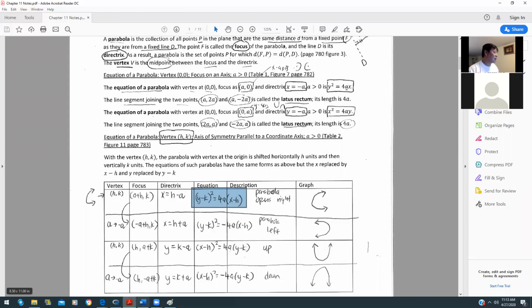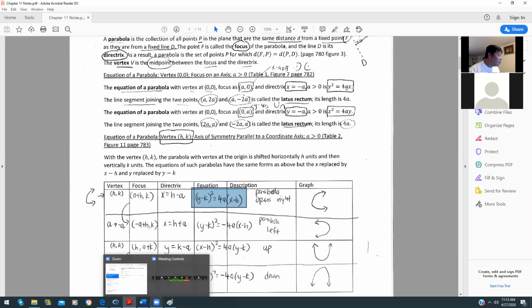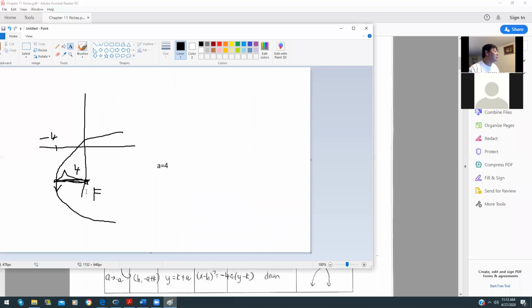So what is a latus rectum? If you look at your graph, this is your focus point. If you draw this line here, this is what we call your latus rectum. So this is A, and this will be 2A. These coordinates are your latus rectum points in this case. How do you figure out the latus rectum points? You double it.